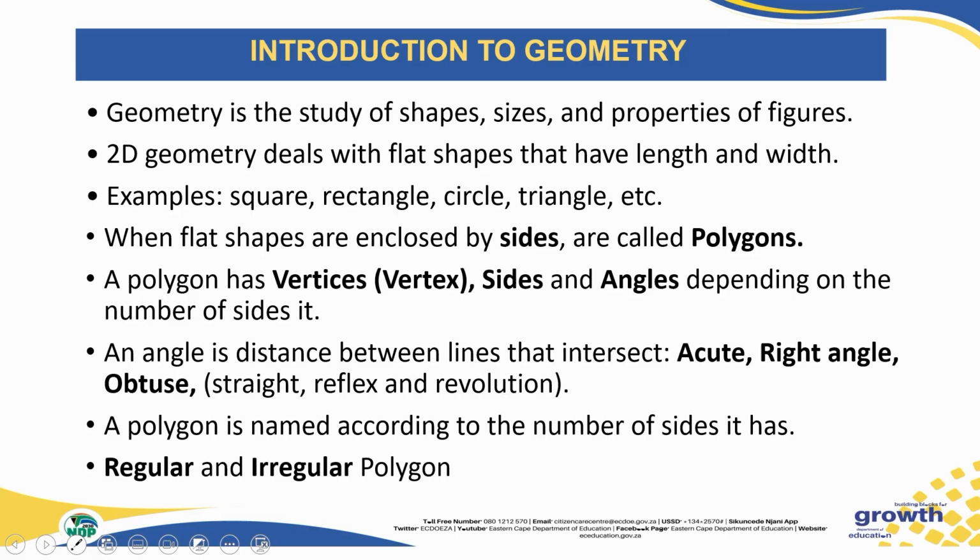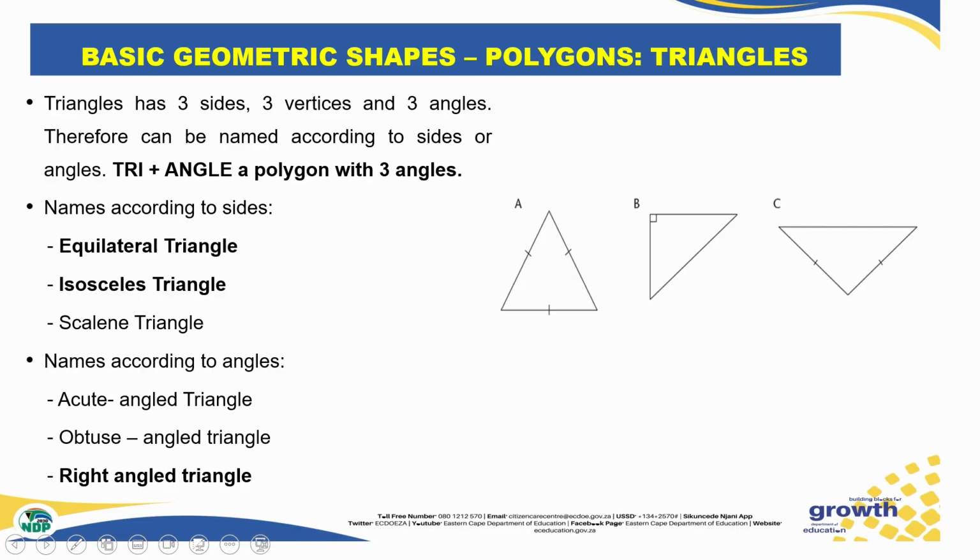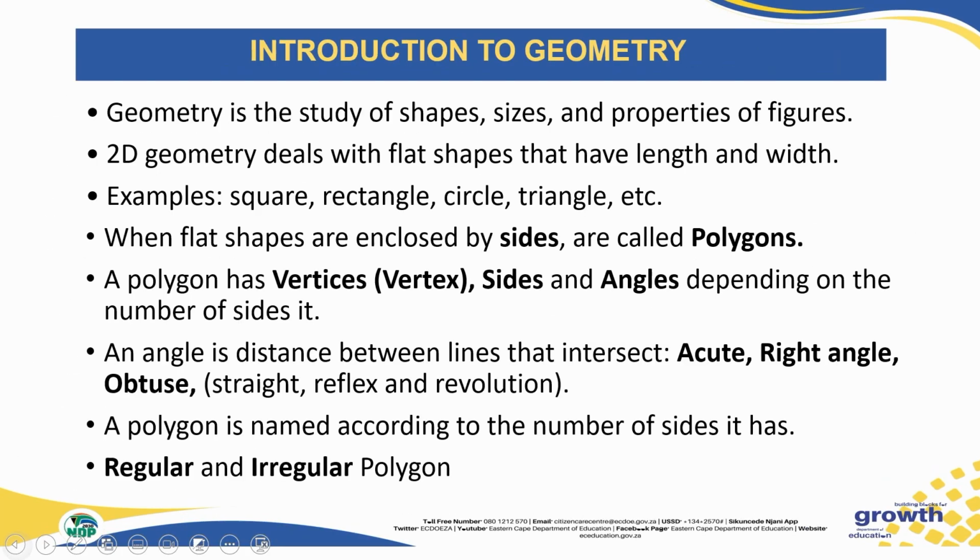Remember, we have talked about the different types of angles. So whenever you are looking at a polygon, you must be able to identify what type of angles have been formed. We've talked of the acute angles. We've talked of the obtuse angles. We've talked of the right angles and the other types of angles. But hence our focus is on the three triangles. I won't talk more about the others.